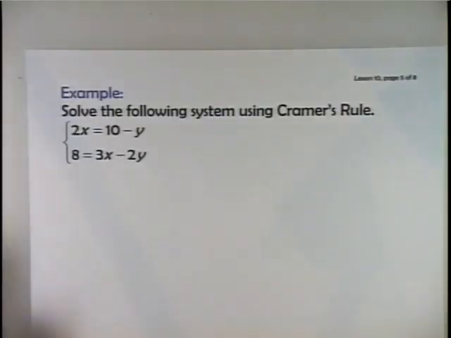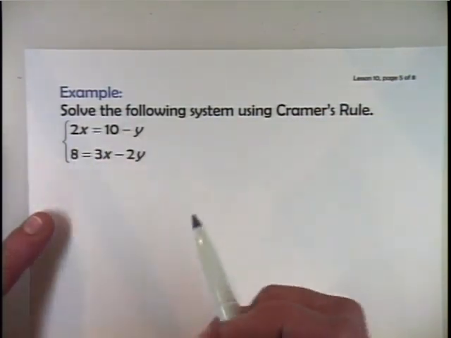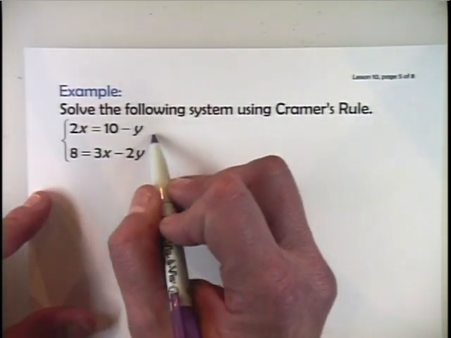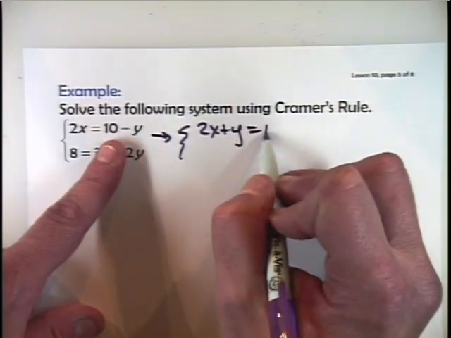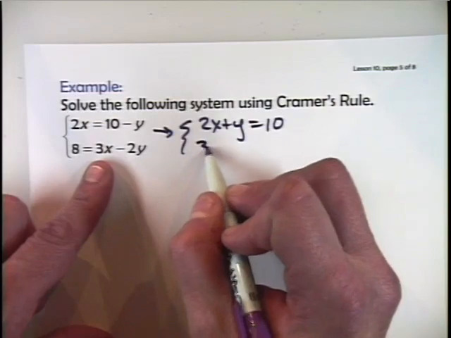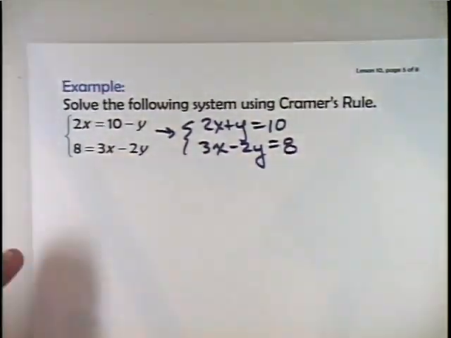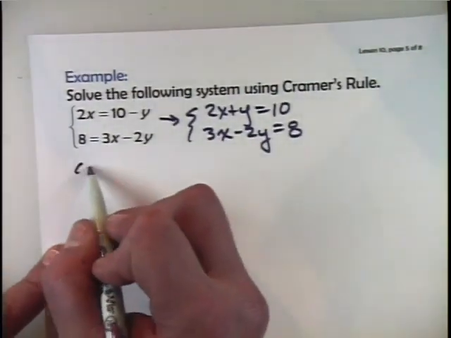We're going to use Cramer's rule to solve this system of equations. The first thing we need to do is make sure it's written correctly. I need my x's and y's and my constants on one side. So this becomes 2x plus y equals 10. You've got to be careful just because something's handed to you. It might not be in the best form that we need to use it in. So a quick check and a quick rewrite, and now we have our x's and then our y's equaling our constants.